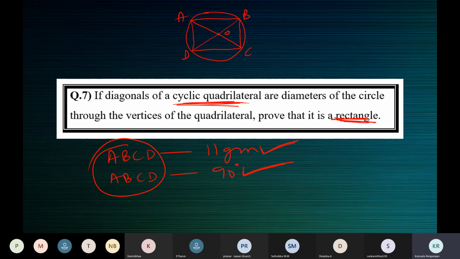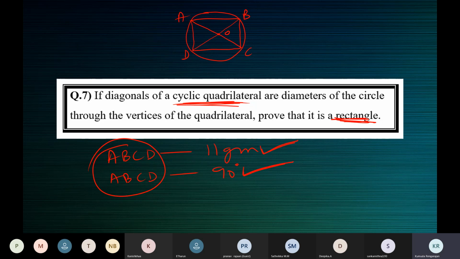What is AC for the circle? Diameter, ma'am. Yes, you're right, Sangamitra. What is OA for the circle? Radius. What is OC for the circle? Radius, ma'am. Then is OA equal to OC? Yes, ma'am. OA is equal to OC because they are radii of the circle.